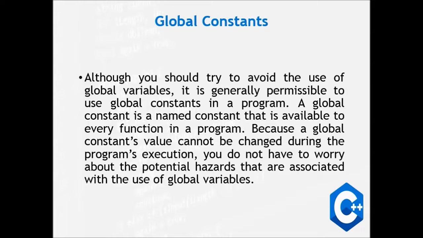We have another type of variable called a global constant. Although you should try to avoid the use of global variables, it is generally permissible to use global constants in a program. A global constant is a named constant that is available to every function in a program. Because a global constant value cannot be changed during the program's execution, you do not have to worry about the potential hazards associated with the use of global variables.